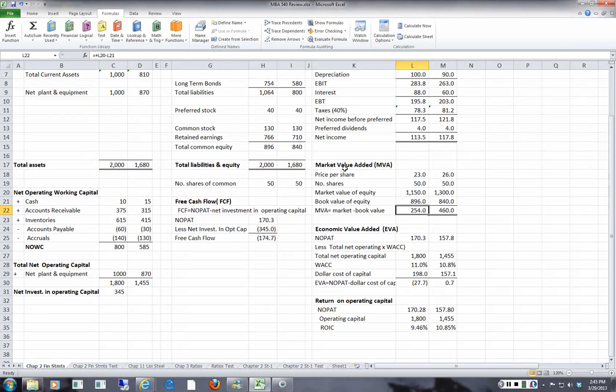These economic value added, EVA, and market value added, MVA, are very important, and so is NOPAT and free cash flow. Those are new concepts which we're going to talk more about, and they're very important in how business is evaluated and how we're going forward.